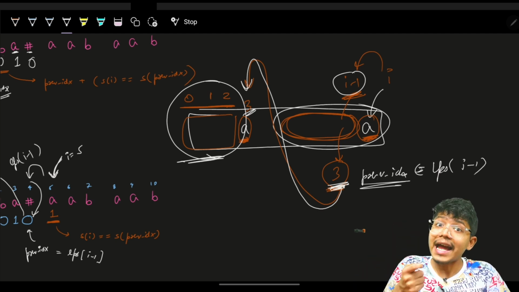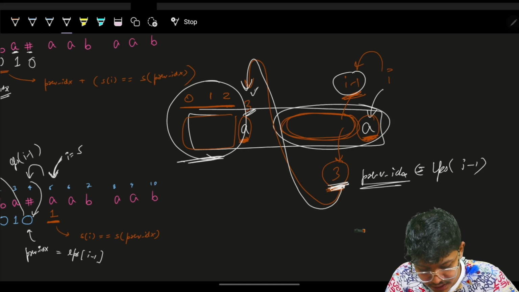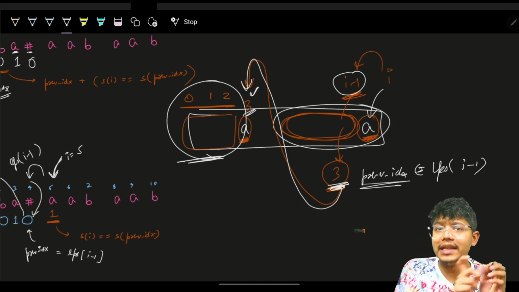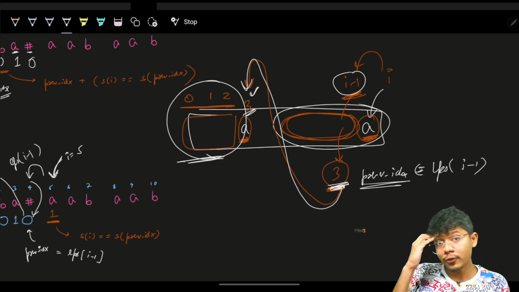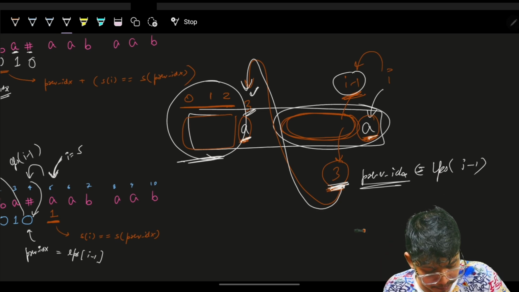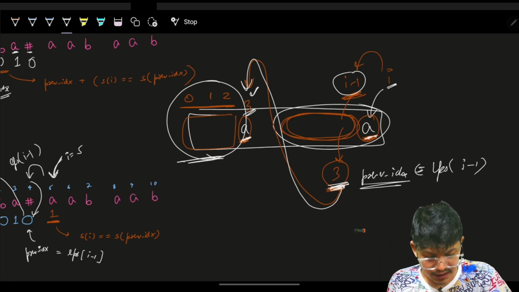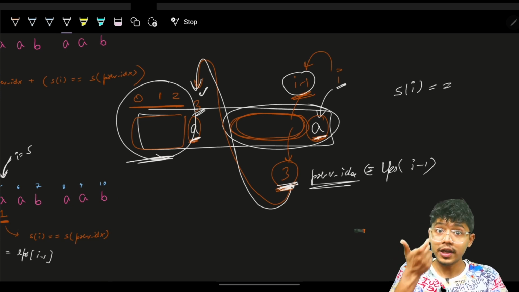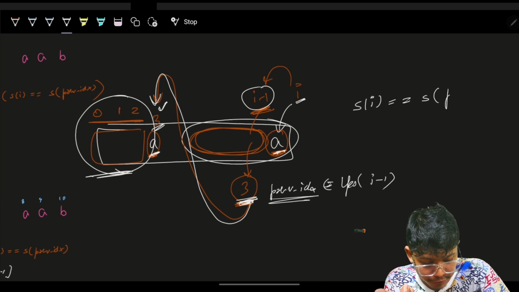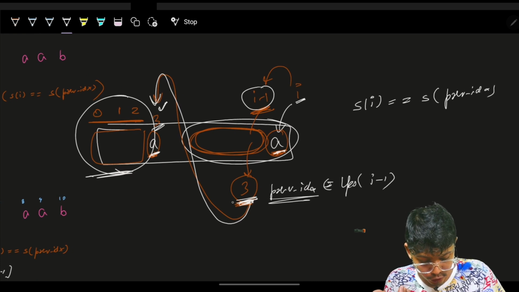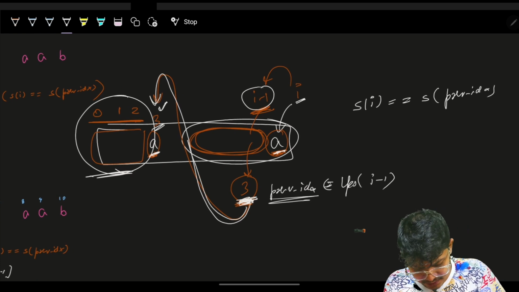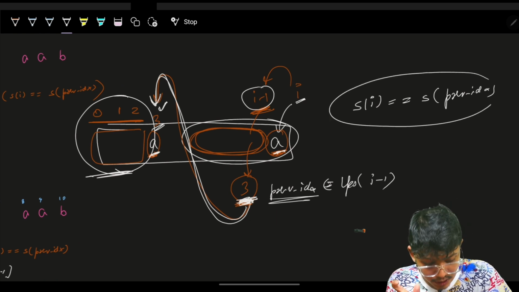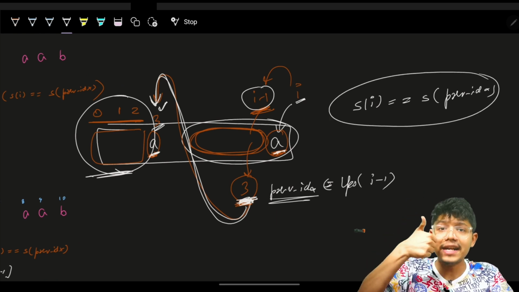3 length is done, and now you have to check for the 4th element. You have to check at the index 3. I will directly compare with the ith element. So I'll say if my S of I is equal to S of my previous index, because you know this is a previous index, this is pointing to here. If this is equal, bro, well done.